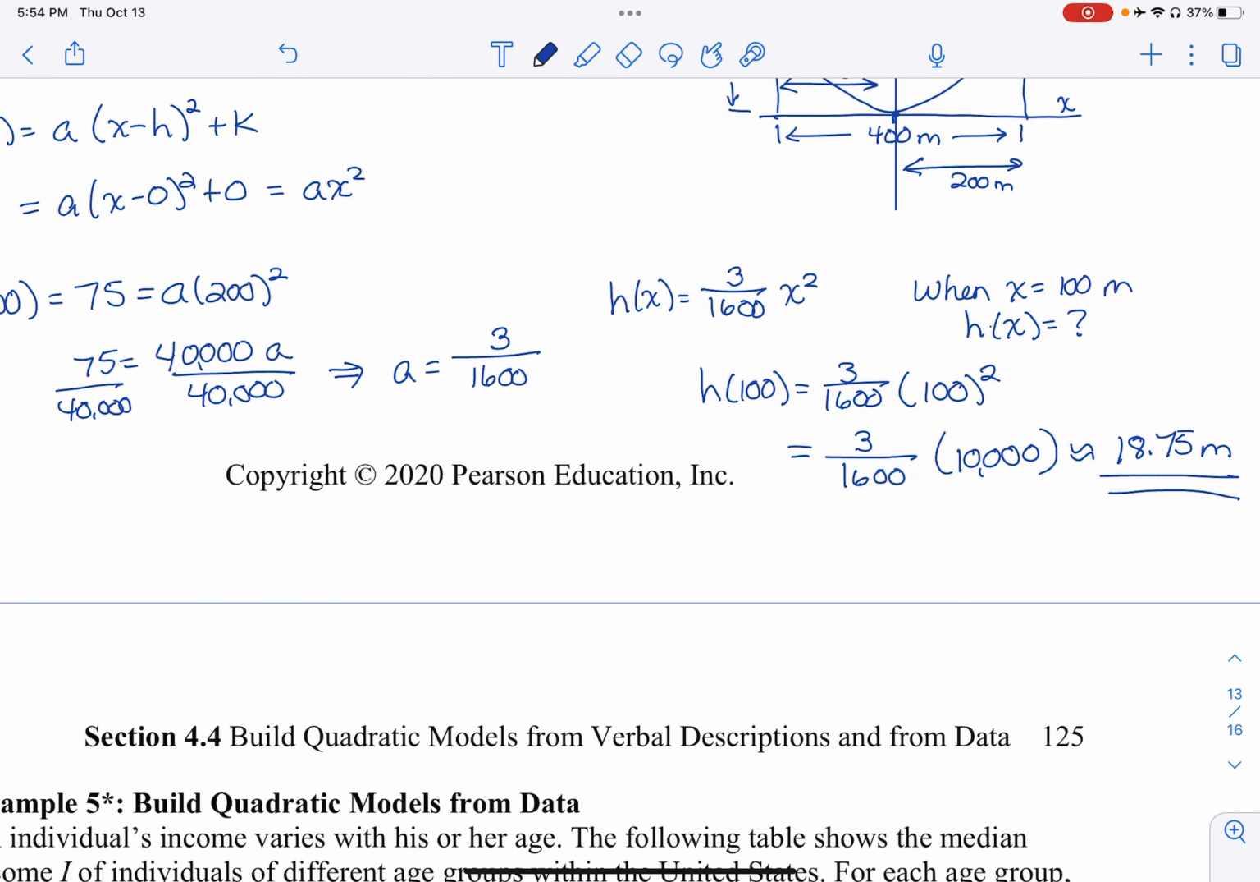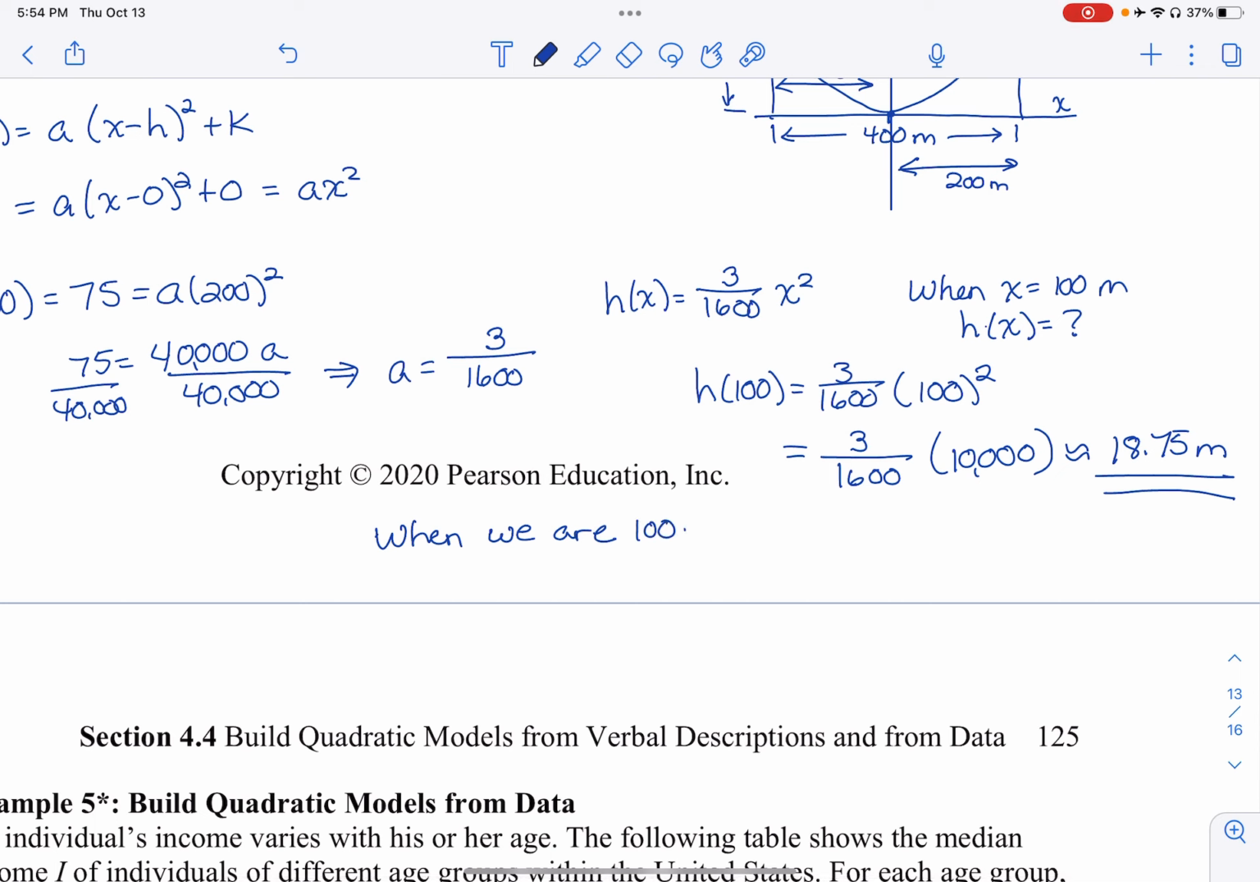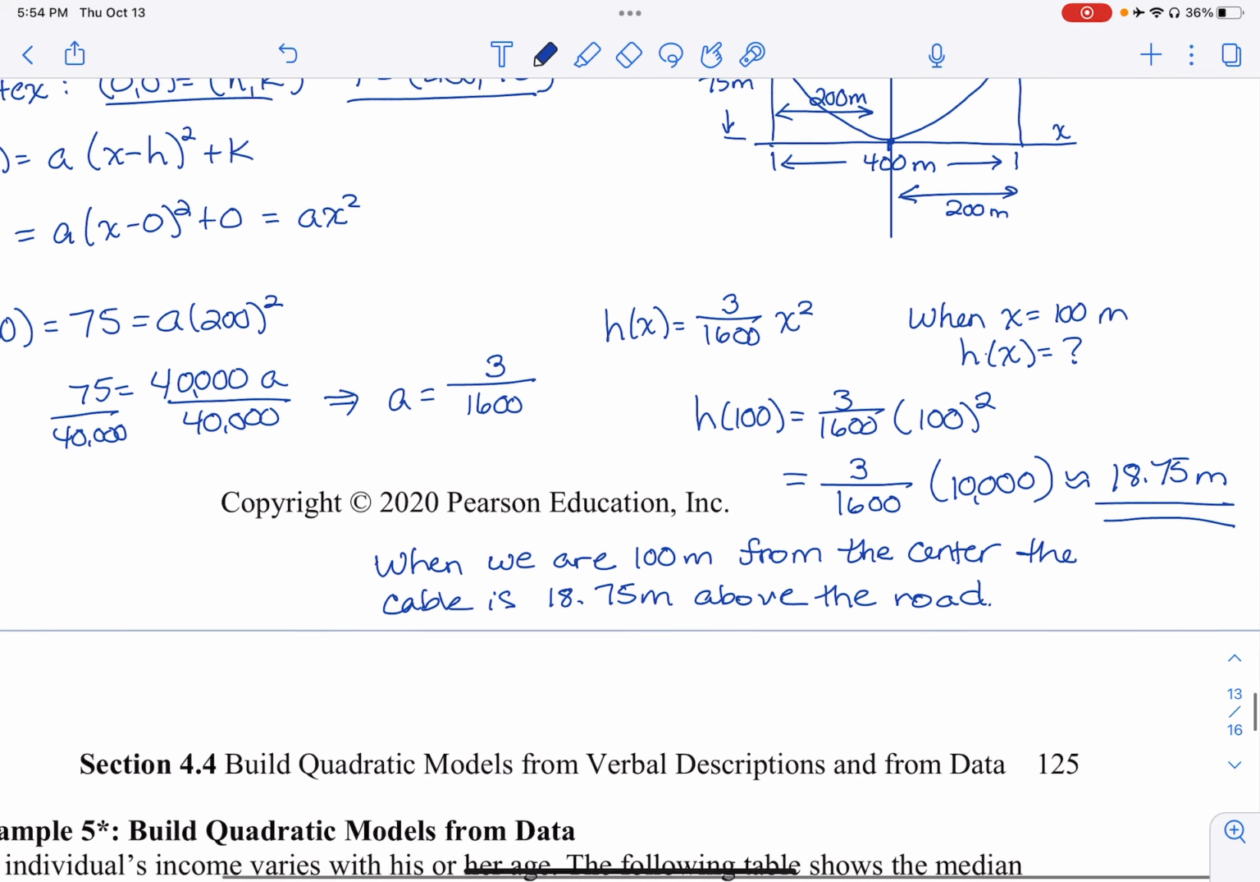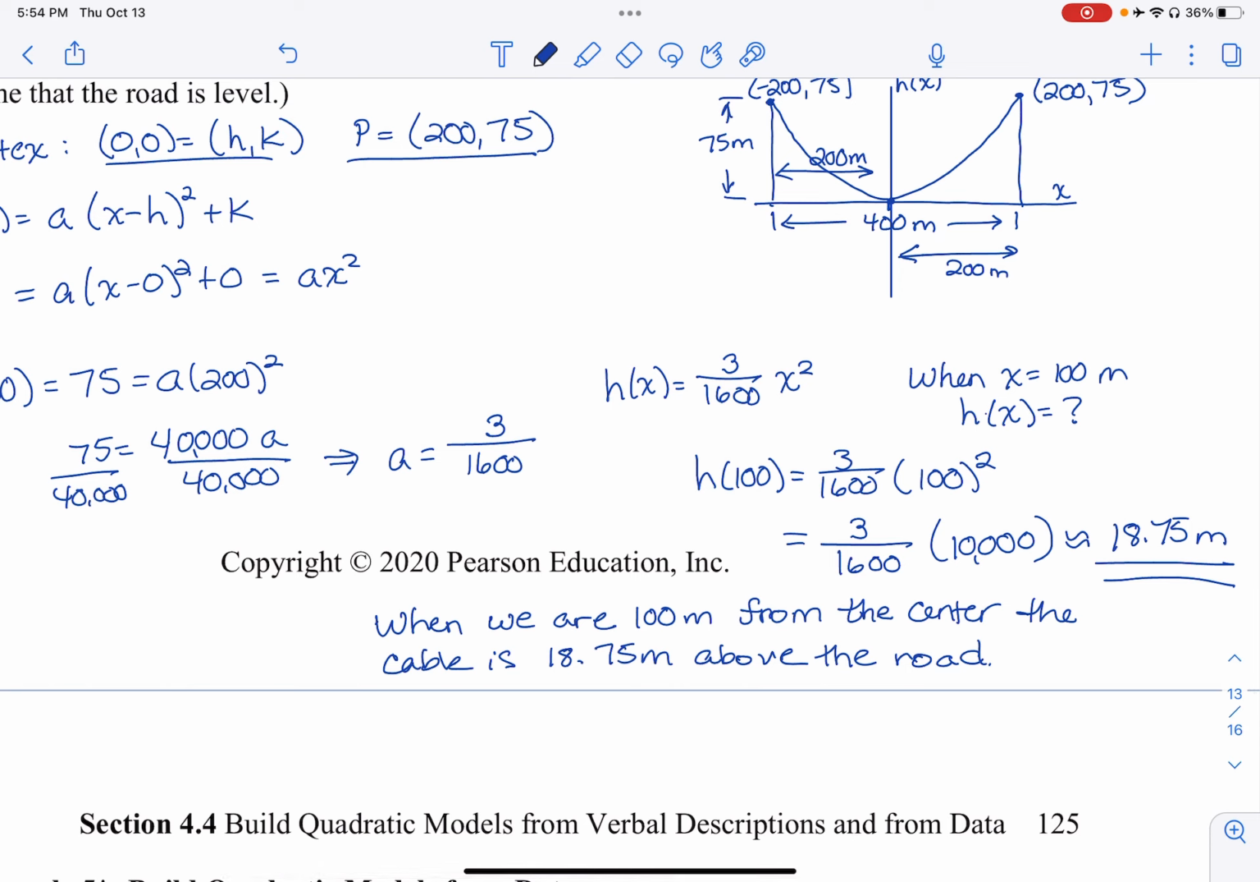So when we are 100 meters from the center, the cable is 18.75 meters above the road. And that sums that one up. So I think we are good to go on that one.